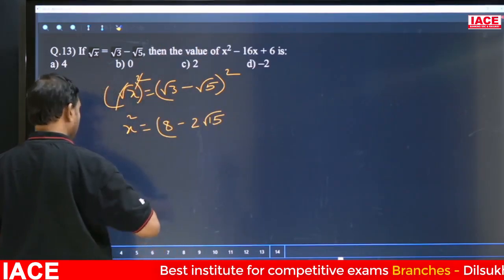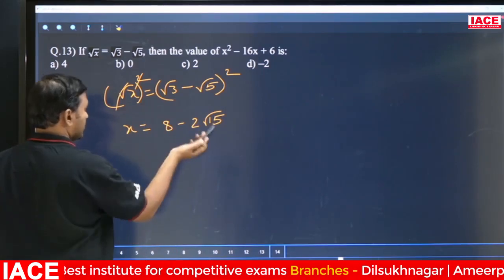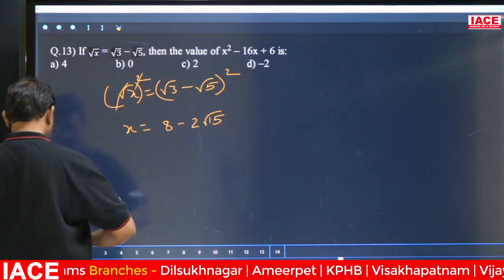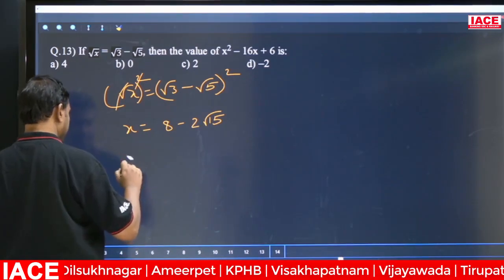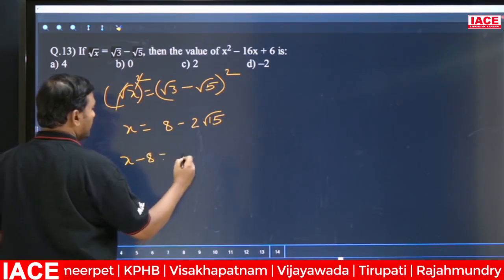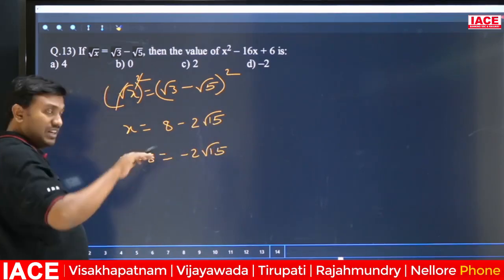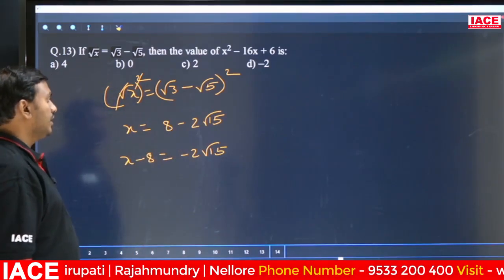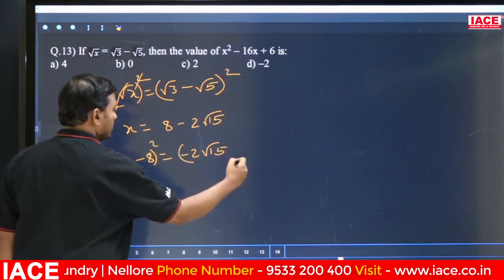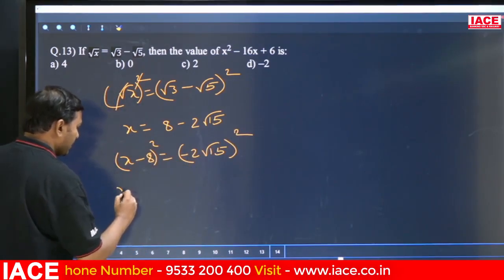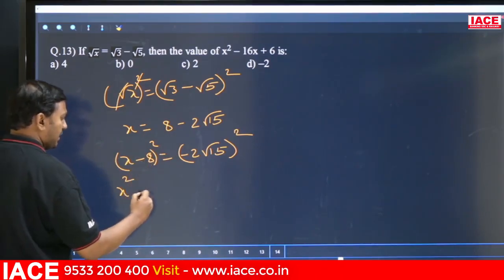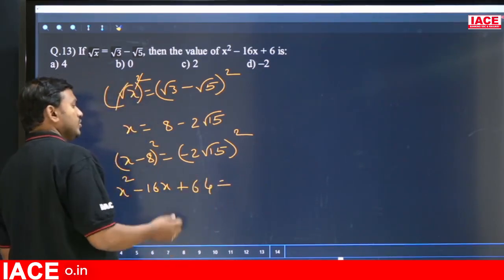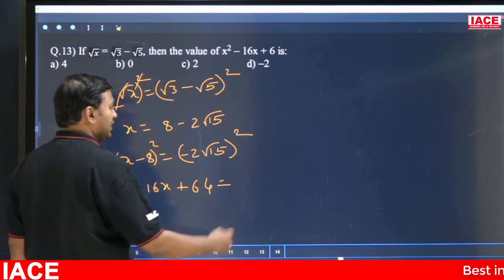So keep 8 on this side, x minus 8 equal to minus 2 root 15, right? Again, we have to remove the roots rather than increase them. That is better, right? That's why I keep 8 on this side. Again now squaring on both sides. What will come? (a minus b) whole square: a square minus 2ab, 2 times 8 is 16, minus 16x plus b square, 64, equal to minus into minus plus, 4 times 15 is 60.